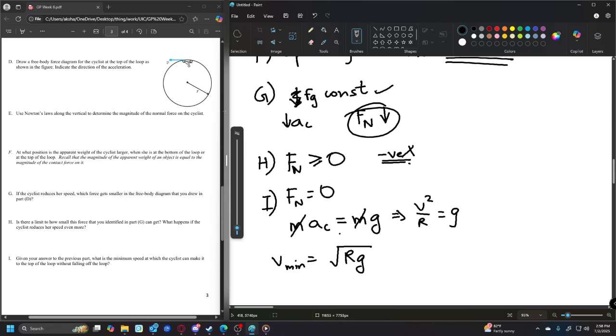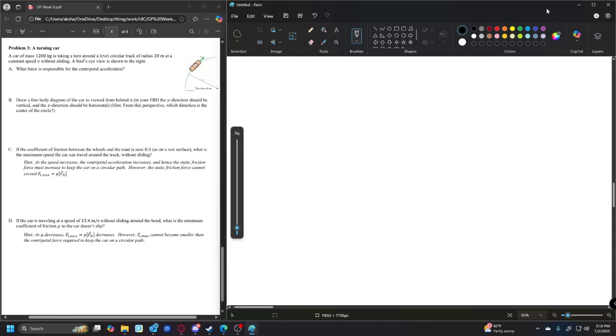And your radius is how much again? I think 2.5 meters? Yes, 2.5 meters, so we take the square root of 2.5 multiplied with 10, which is 25, and the square root of that is just 5 meters per second. That's your minimum speed.